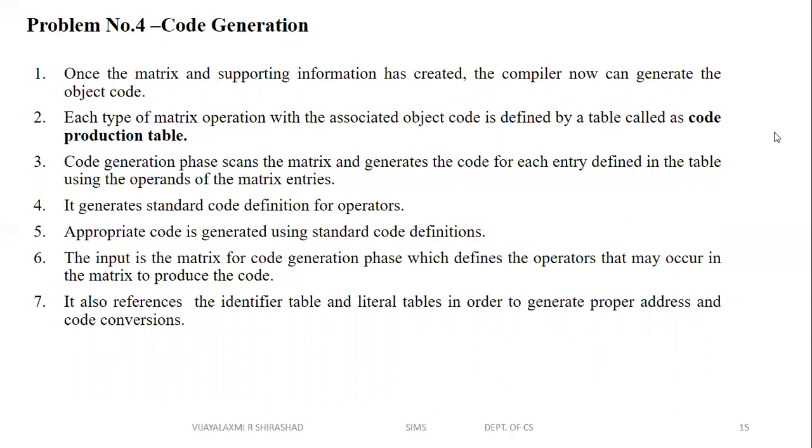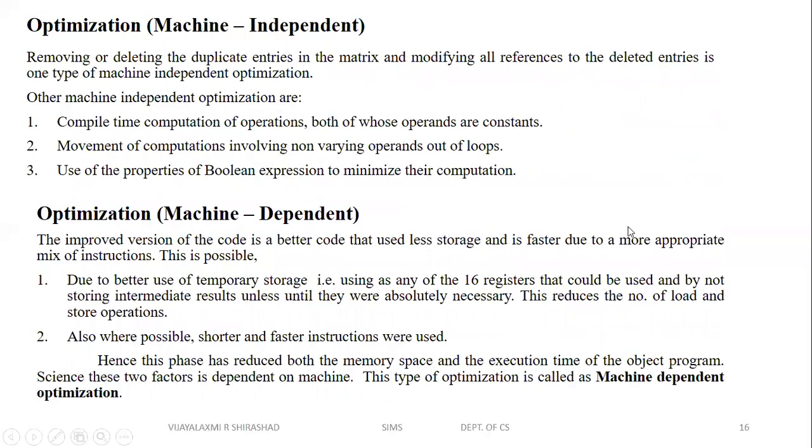It generates standard code definitions for operators. Appropriate code is generated using the standard code definition. The input to the code generation phase is the matrix, which defines the operators that may occur in the matrix to produce the code. It also references the identifier table and literal table in order to generate a proper address and the code conversion, which is done with the help of the compiler during the compilation of source code into the object code. After this, we need to learn a design model of an assembler.